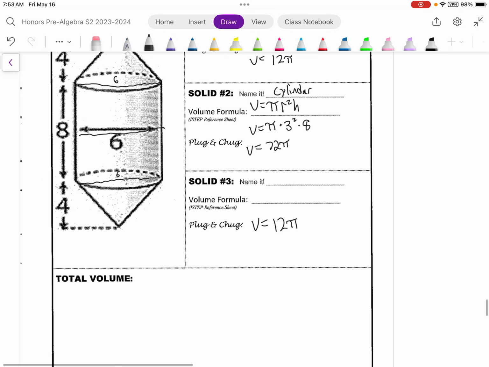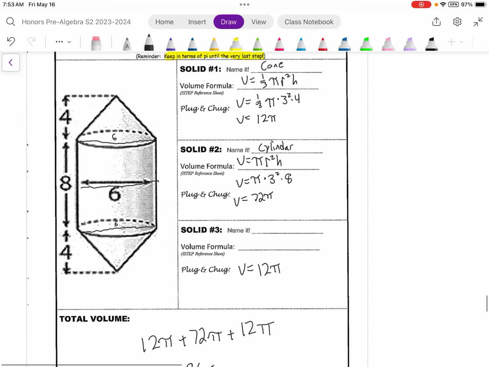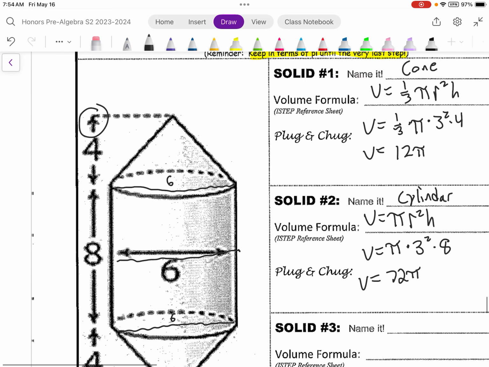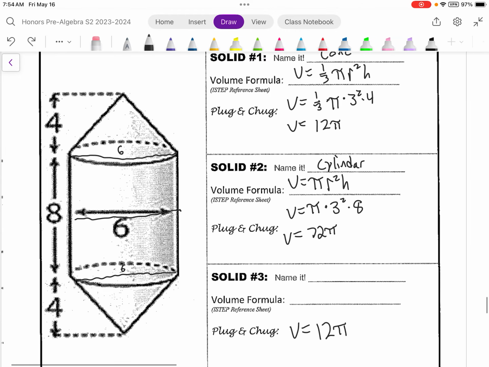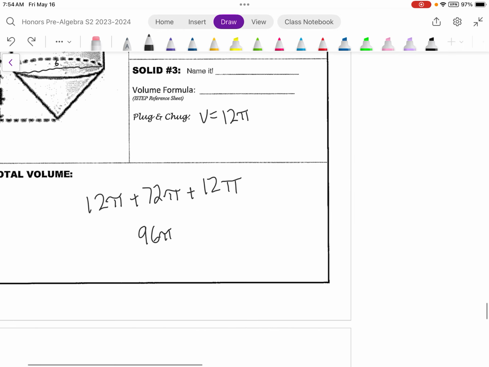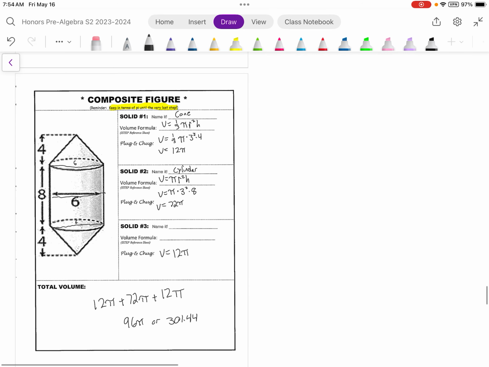So for the total volume, it's going to be 12 pi plus 72 pi plus 12 pi again, which 12 plus 12 is 24, plus 72 is going to get us 96 pi. It does not give us any units, so we'll just call this 96 pi, or 96 times 3.14 is 301.44. So these would be the 2 acceptable answers.